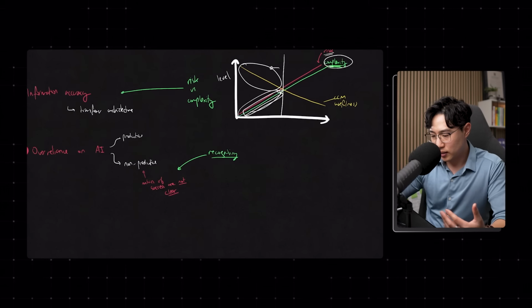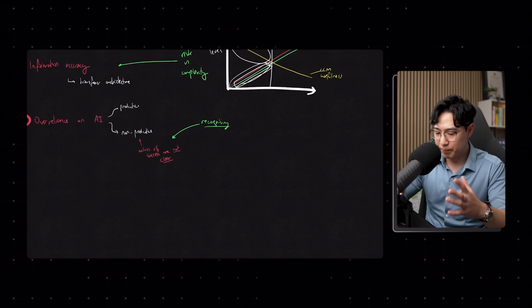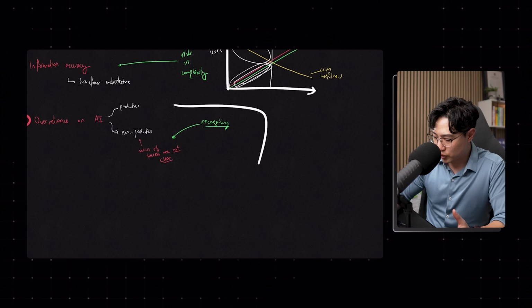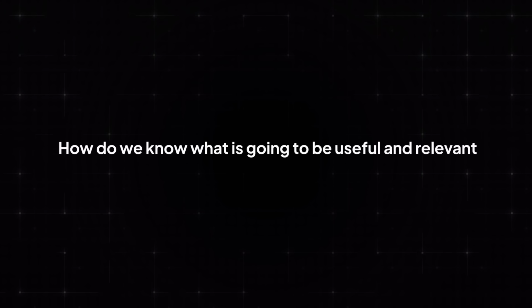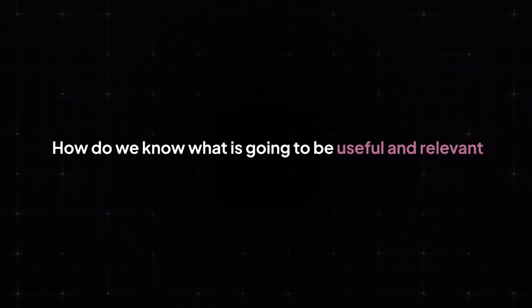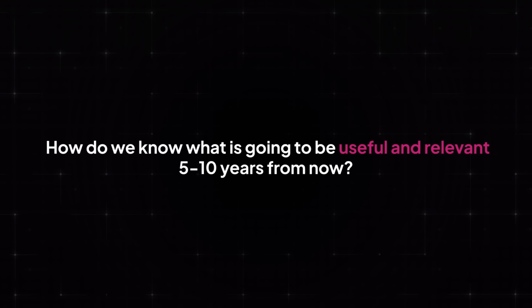And to show you the strategy, I need to teach you just a little bit more about how learning works and how thinking works. But I'll keep it brief. When we think about productive versus non-productive over-reliance, one of the big questions here is, how do we know what is going to be useful and relevant 5 years from now, 10 years from now?